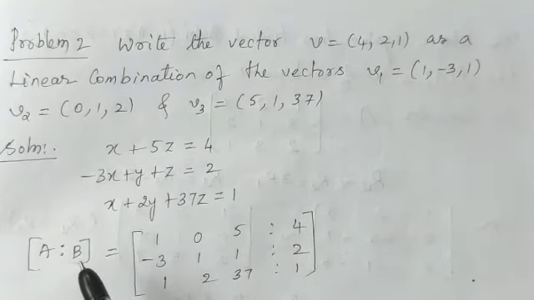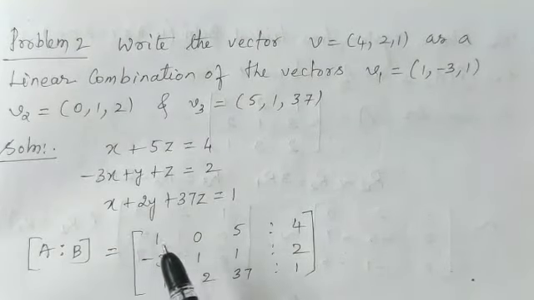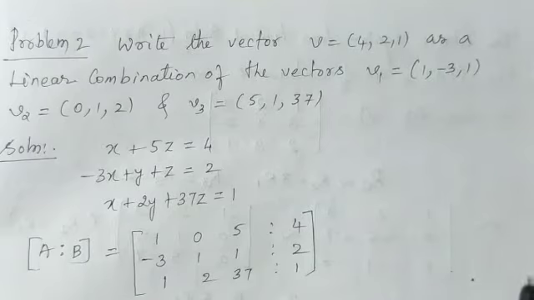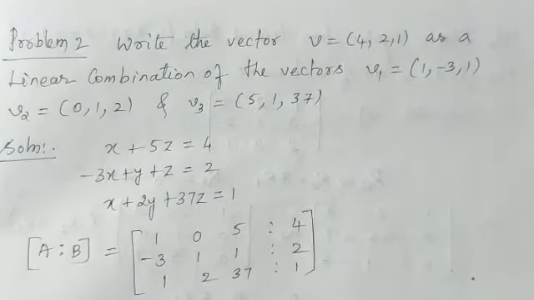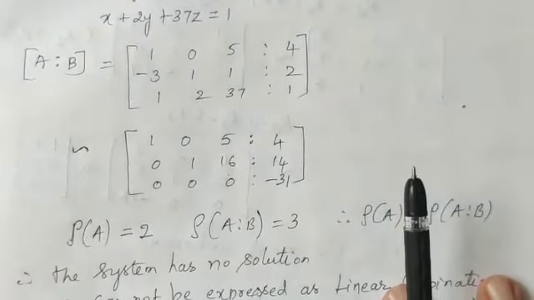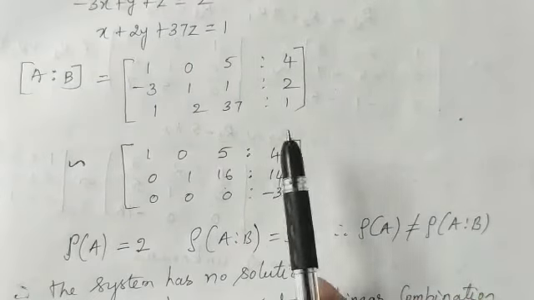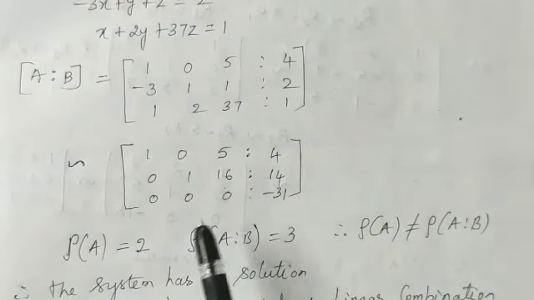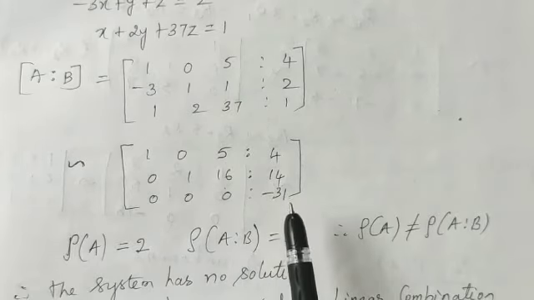So the augmented matrix we have to write, then reduce it to the echelon form. When you reduce it to the echelon form, you can find this matrix. So what is that matrix? 1 0 5 4, 0 1 16 14, 0 0 0 minus 31.